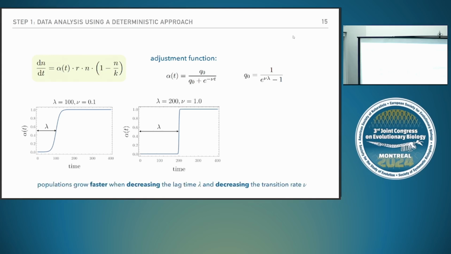I should say that for this model in particular, populations grow faster when decreasing the lag time and decreasing the transition rate nu. This is just a particularity of this model. In summary, we have 4 different traits. R is the maximum growth rate, K the carrying capacity, as in a standard logistic model. We have this nu transition rate, and this lambda, the duration of the lag phase, or the lag time.